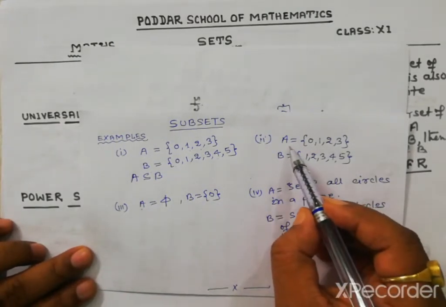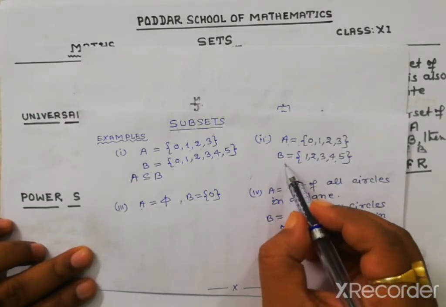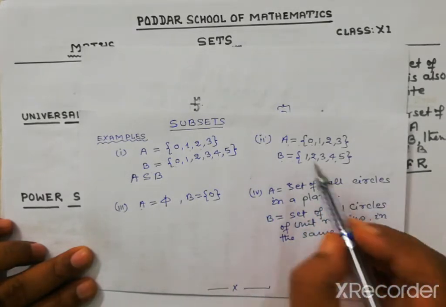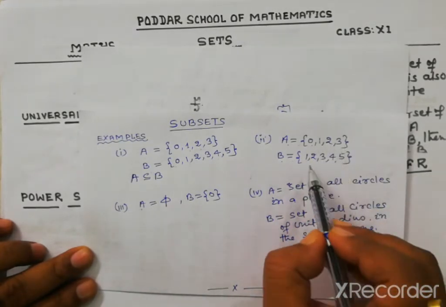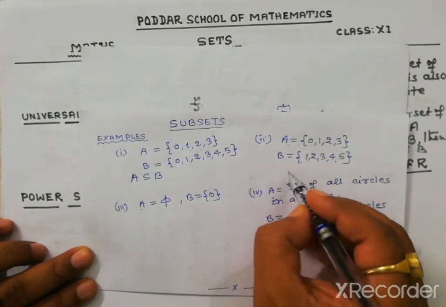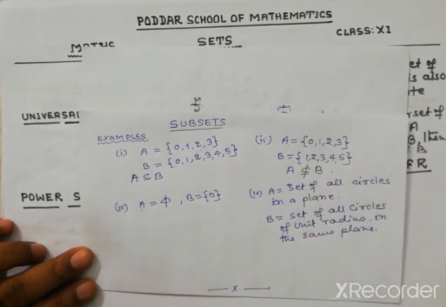Here, if you take one more example, A is equal to {0, 1, 2, 3} and B is equal to {1, 2, 3, 4, 5}. Every element of A is not present in B. 0 is not present in B. However, 0 is present in A. So here, A is not a subset of B. I think it is clear.